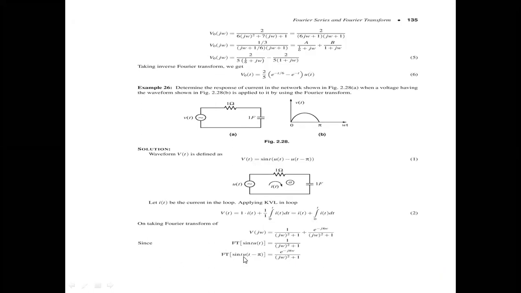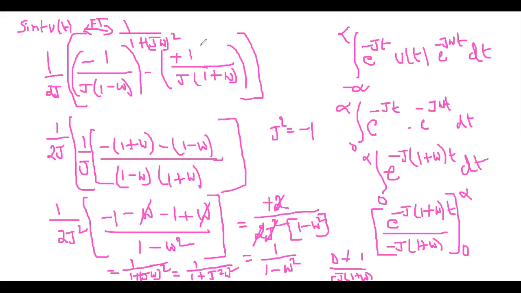The second term, sine t mu of t, here is 1 by (1 plus j omega) whole square we got, and sine t mu of t minus pi is 1 by (1 plus j omega) whole square multiplied with e power minus j pi into omega, my dear students. Since t is shifted with t minus pi, so e power minus j omega into pi for the second term. Got it, my dear students?